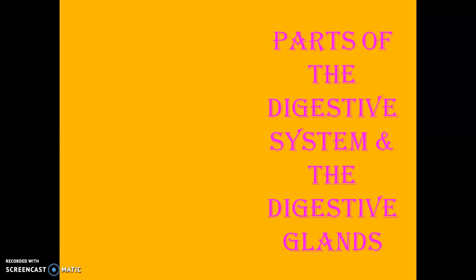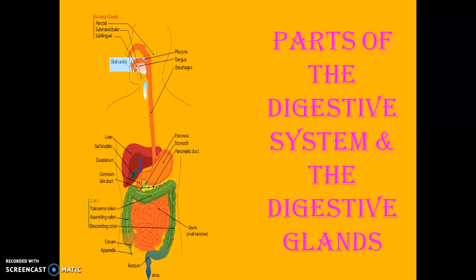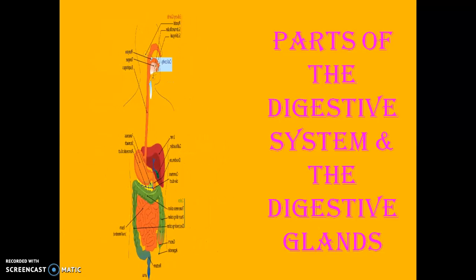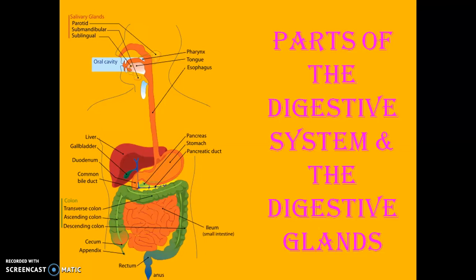Now, here we will see the digestive glands. The digestive glands are the liver and the pancreas, as you can see here. This is the esophagus, stomach, small intestine, and we have the digestive glands, which are the liver and the pancreas here.